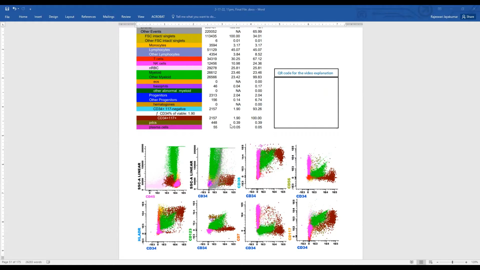But we have to remember that we should not use flow to obtain the numbers. We have to use our differential count for the numbers. The characteristics of these cells, as seen in the table, is that they are CD34 and CD117 positive. So let's trace our blasts and also the other cells in these tubes. The next plot is CD34 versus side scatter. Our blasts are CD34 positive, as we expected.